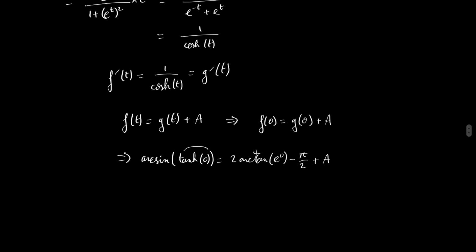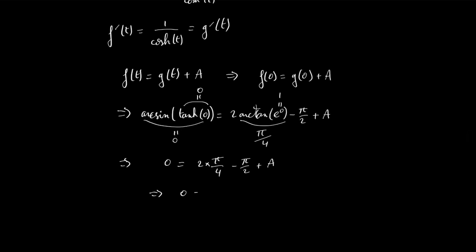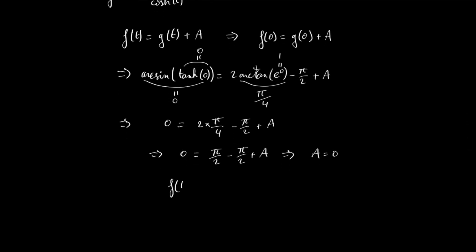We know that the hyperbolic tangent of 0 is equal to 0, and the arcsine of 0 is also equal to 0. We have exponential of 0 equal to 1, and the arctangent of 1 is equal to pi divided by 4. So we have 0 equal to 2 multiplied by pi over 4 minus pi over 2 plus a. So this implies that 0 is equal to pi over 2 minus pi over 2 plus a, which implies that a is equal to 0. So in conclusion, we just proved that f of t is equal to g of t for any value of t.